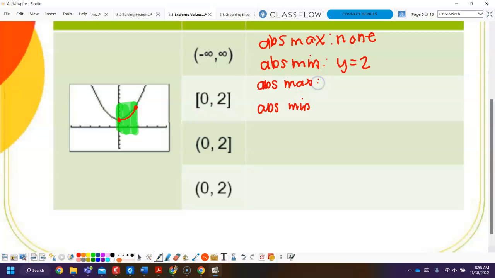So the absolute max is at x equals 2. So 2 squared is 4, 4 plus 2 is 6. So my absolute max is 6 when x equals 2. My absolute min hasn't changed. It's still 2 when x is 0.